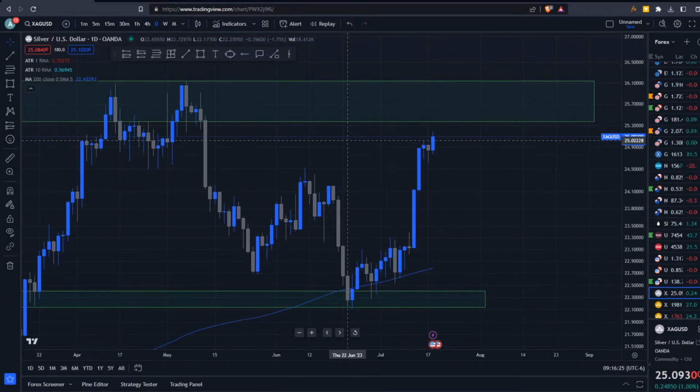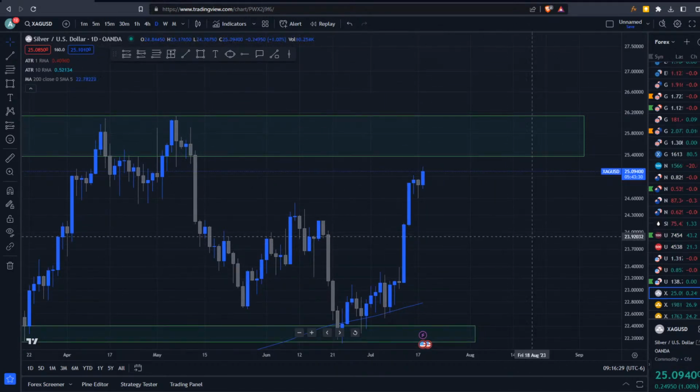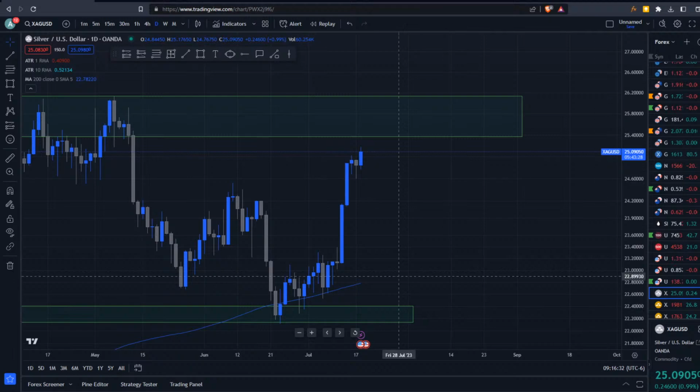Silver I don't really trade, don't really see a trade right now. It is bullish, but it's heading into this major zone, so I would just wait on silver. I don't really see much that would be worth taking.